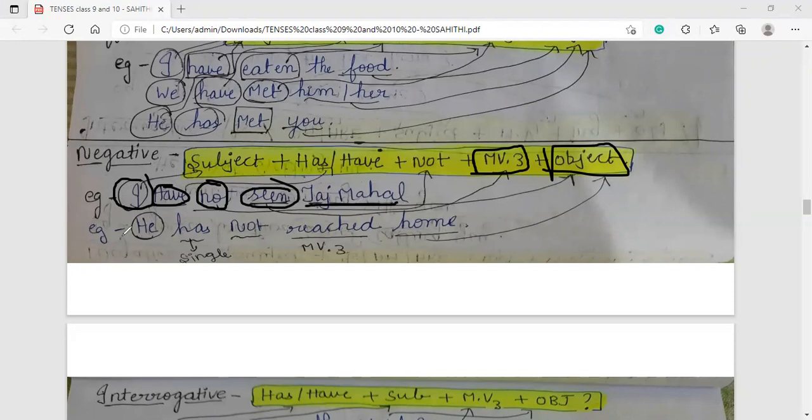He has not reached home. He is what? He is the singular form of subject. Has is the singular form of verb. Not is the negativity. Reached is the third form of verb. Home is the object. Okay.